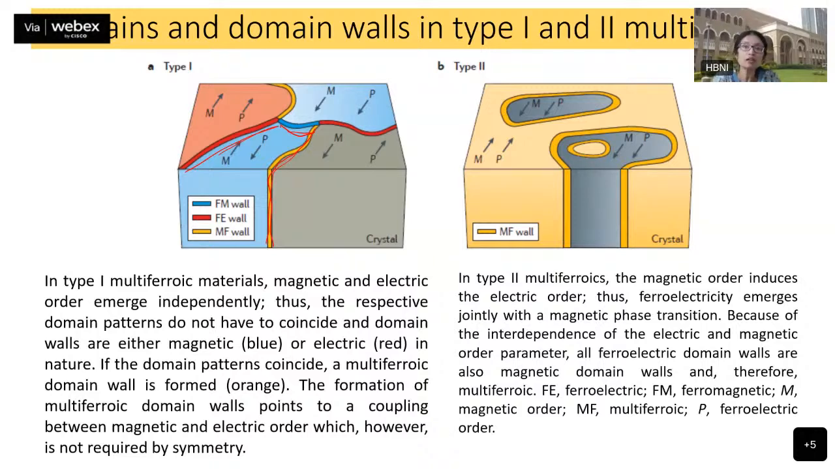In the case of a domain wall for a type 1, you can have a ferromagnetic wall, you can have a ferroelectric wall, or else you might also have a multiferroic domain wall, in which there is a coupling between the magnetic and electric wall. But in a type 2, essentially, it has to be a multiferroic domain.